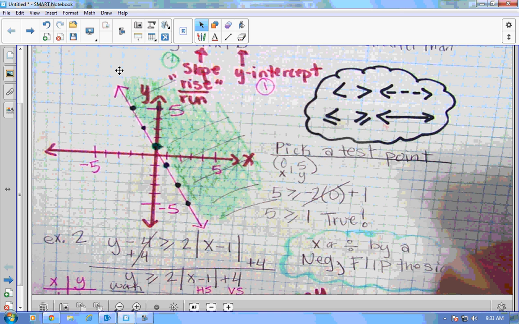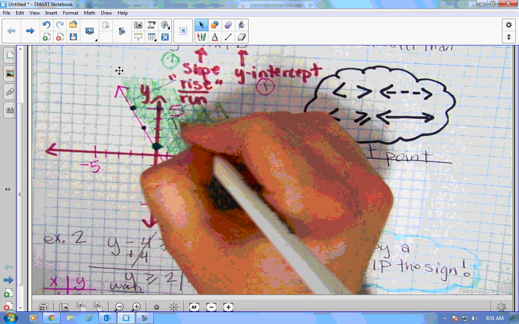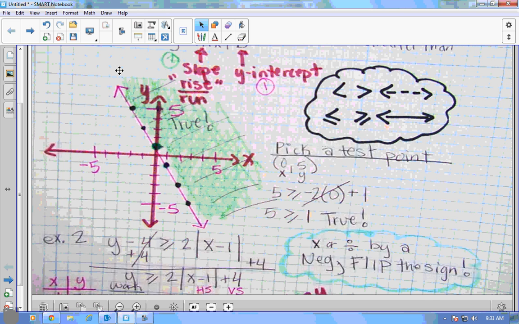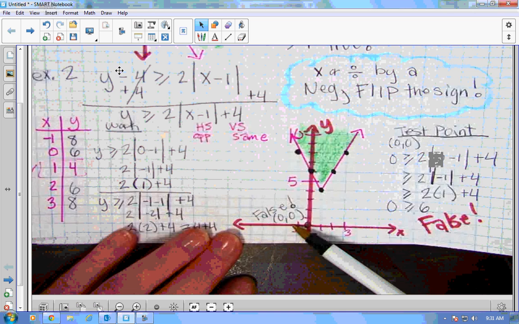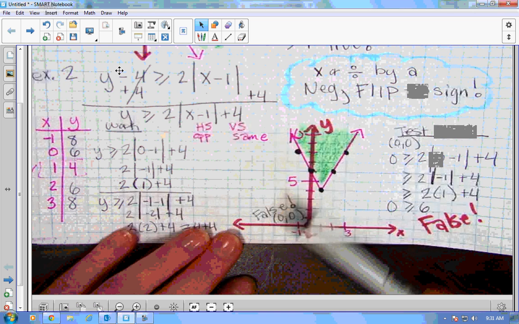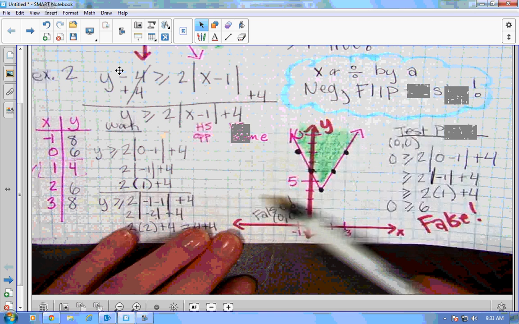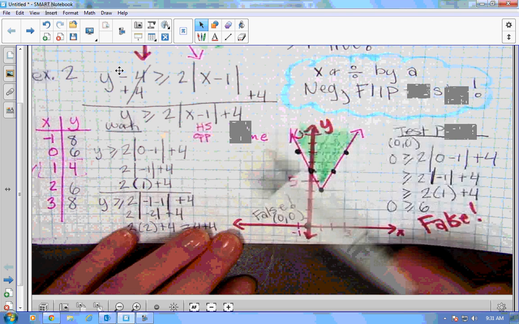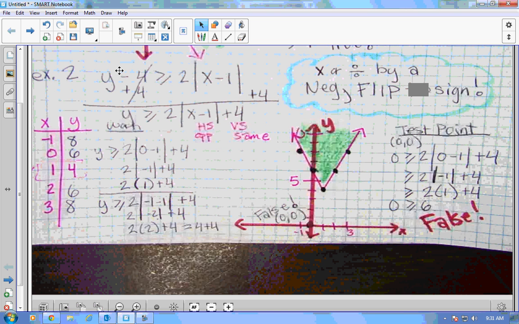Last time we got a true point. So we're able to shade, because this point we got up here was true. We shade the true area. But the point we picked this time happened to be false. So any point we pick out here will always give us a false statement. So none of this is shaded. We only shade the true area.